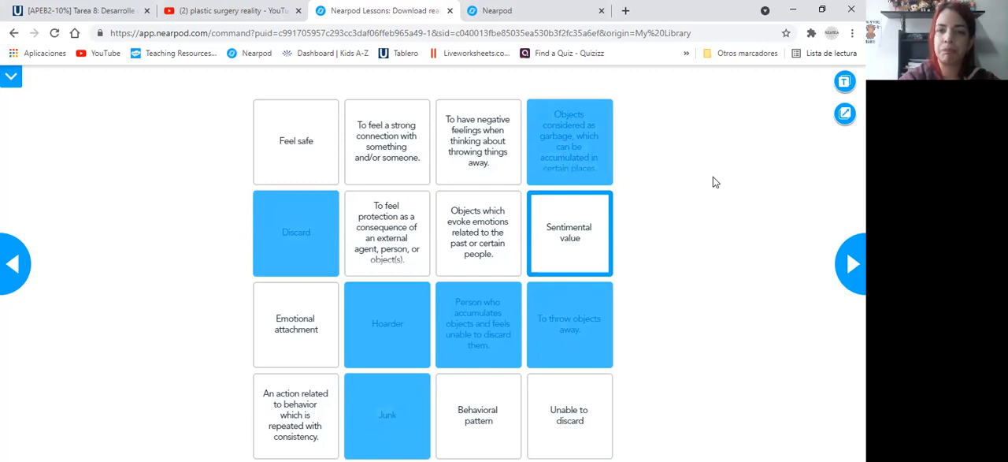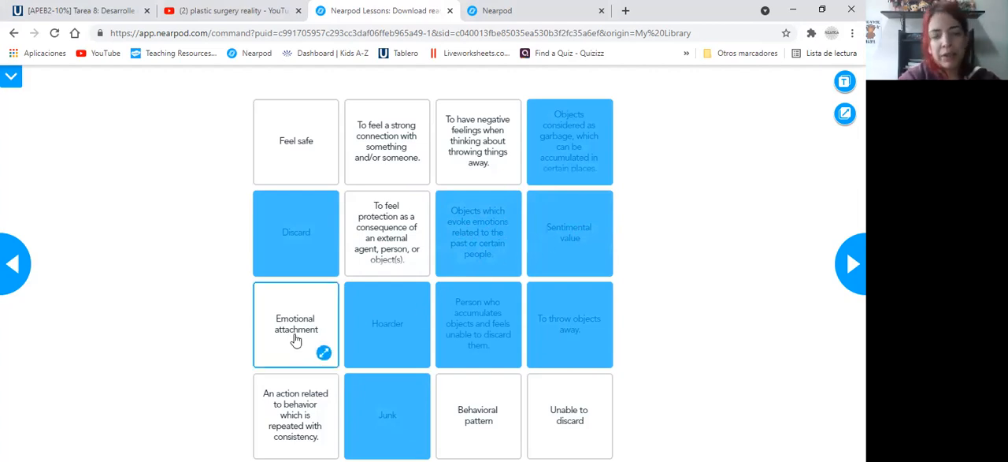Sentimental value. Okay, to feel strong connection with something and or someone. You have that. And you have another one. Objects which evoke emotions related to the past or certain people. Okay, very good. What do you think is this? To feel a strong connection or objects which evoke emotions? Uh-huh. They are objects that evoke emotions, sentimental emotion.